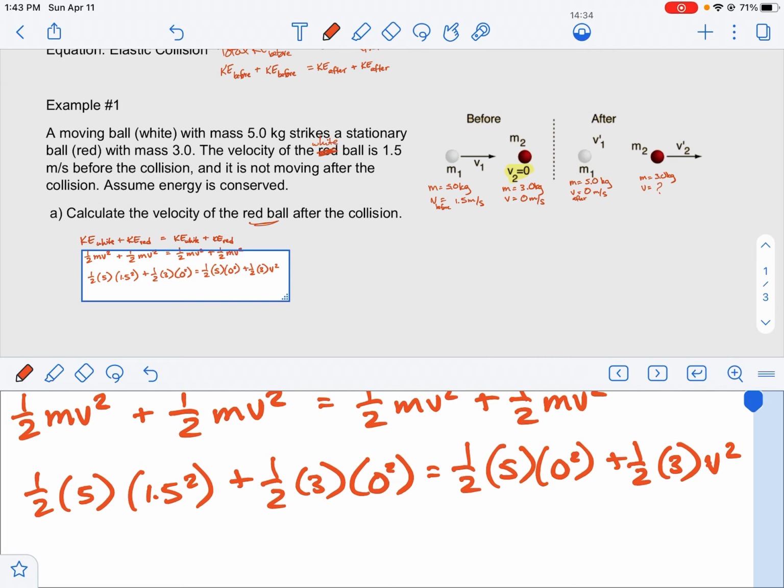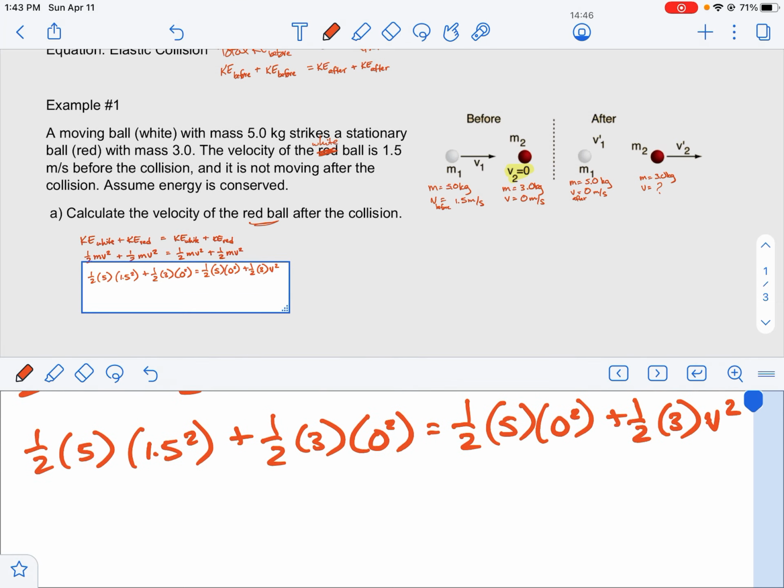Now that was a lot of numbers we just plugged in, so if you need to stop the video and think about where all those numbers came from, make sure you do that. All right? So we're going to do some algebra here. 1/2 times 5 times 1.5 squared is going to give me 5.625. 1/2 times 3 times 0 is gone, so that's gone. And then I've got 1/2 times 5 times 0, so that's gone. I've got 1/2 times 3, which is 1.5 v squared. So all of a sudden it doesn't look so bad, right?